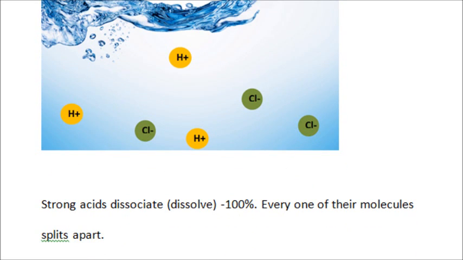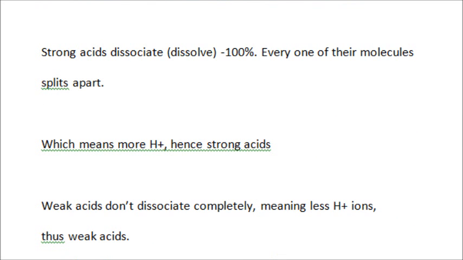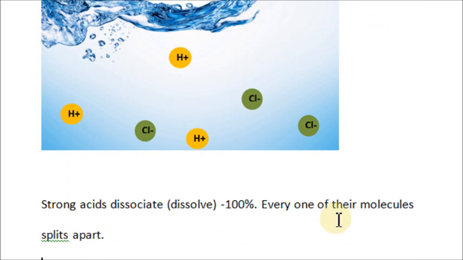And that means that there will be more H plus produced, because every single molecule we put in there is going to dissolve into H plus and Cl minus, which is also called dissociating. That means there will be more H plus, which means the acids are strong. That's why they're called strong acids. If they dissociate, also the same word as dissolve, completely, they are strong acids, and this is what the solution would look like. You've got a bunch of H plus and Cl minus ions bouncing around.